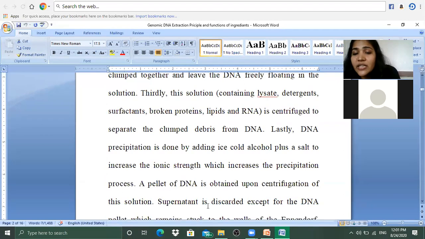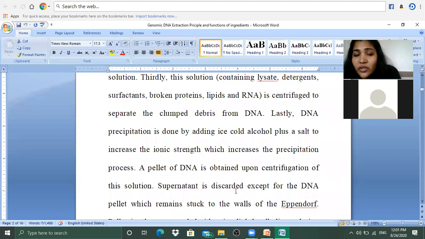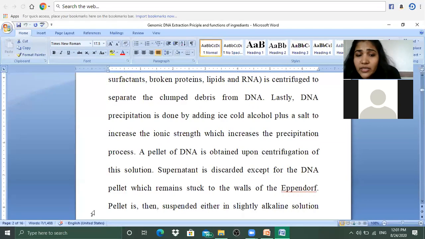So a pellet of DNA is obtained upon centrifugation of the solution. Okay, and supernatant is discarded except the DNA pellet. So you can really see a clear white color DNA pellet at the end of your eppendorf or your centrifugation tube. Okay, and then you have to discard all the clear supernatant, and what you have left is the DNA pellet, which remains stuck to the walls of the eppendorf.